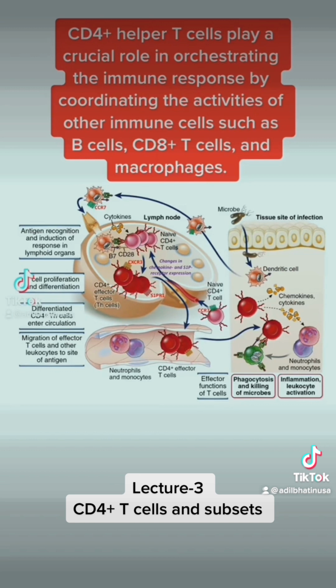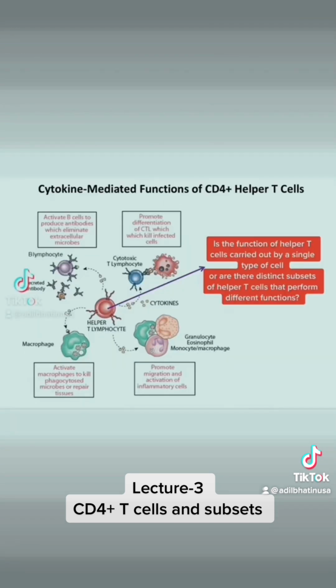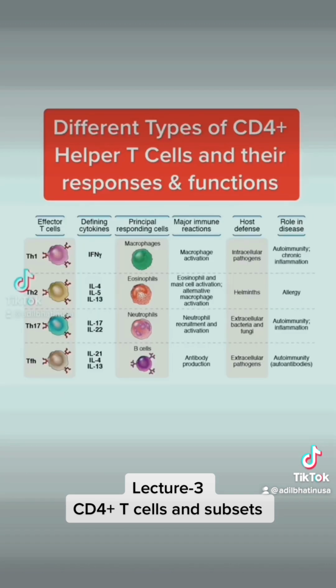And you can see in this slide, CD4 helper T cells play a crucial role in orchestrating the immune responses by coordinating the activities of other immune cells such as B cells, T cells, and macrophages. The slide describes whether the function of helper T cells is carried out by a single type of cell, or whether there are distinct subsets of helper T cells that perform different functions.